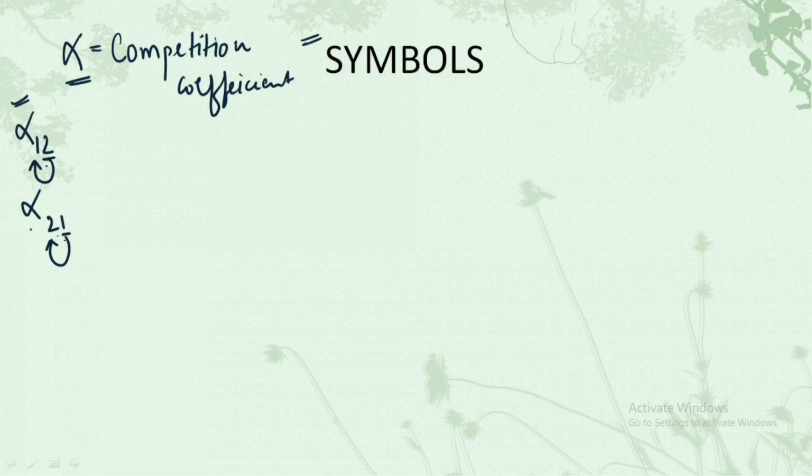You have to remember that the species could be labelled A, B, or something else depending on what is used in the question, so we have to apply it in the same way. If it is written 1 2, it is the effect of the second species over the first species, and if it is written 2 1, that is the effect of the first species over the second species. So this is the first symbol that you have to remember.